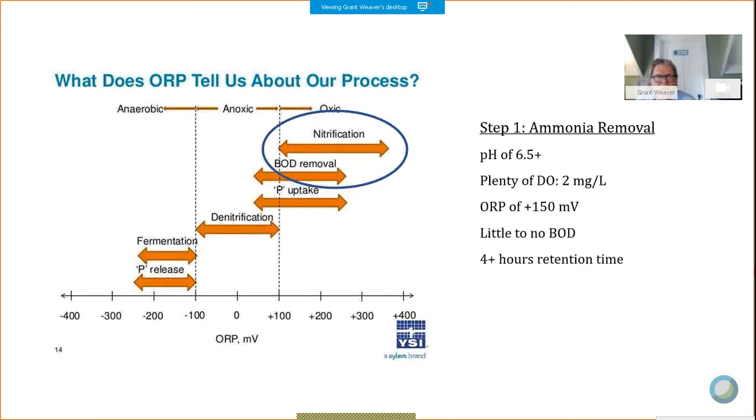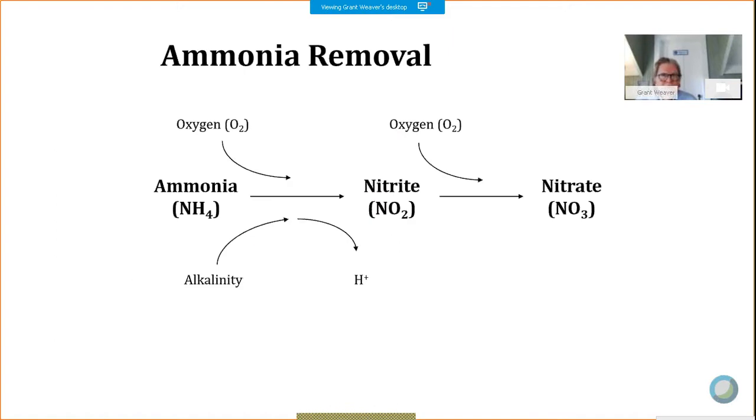But even the ammonia-removing bacteria, my good buddy, the microbiologist Michael Girardi, tells me they will live up to 24 hours without oxygen. So the bacteria that remove ammonia can survive up to a day without oxygen. That should help comfort people as we go into the next step. Once we remove ammonia, we need to have an oxygen-poor zone, and that should give you some comfort that your bacteria should survive it.